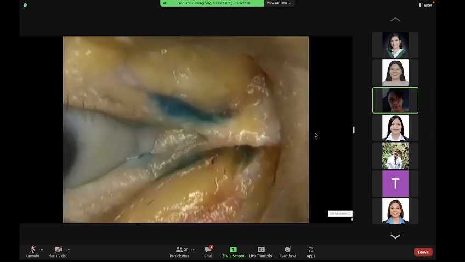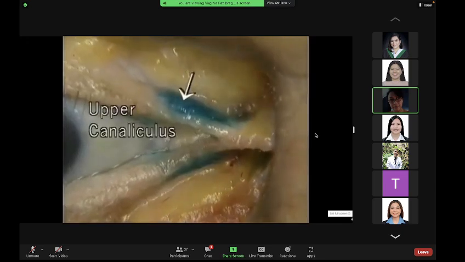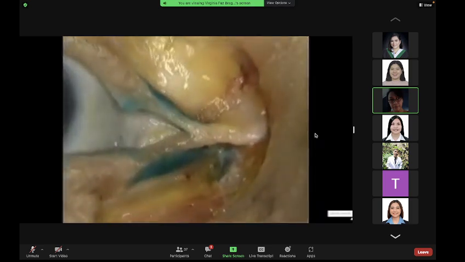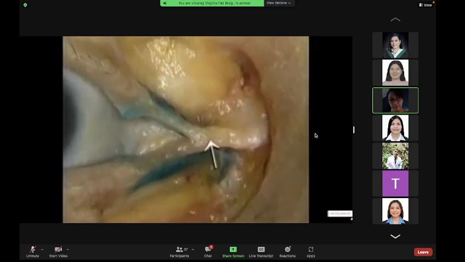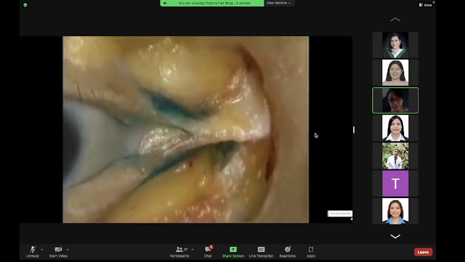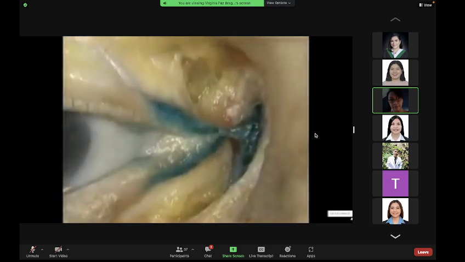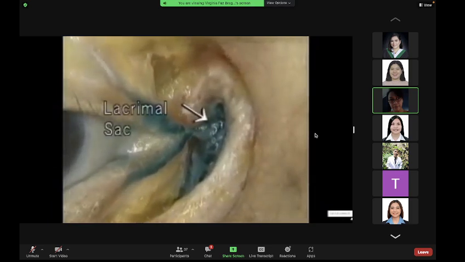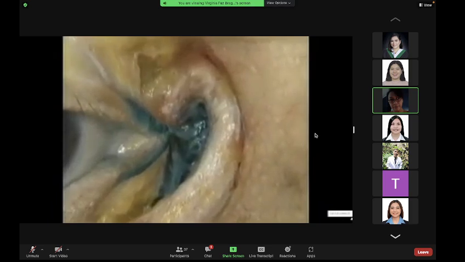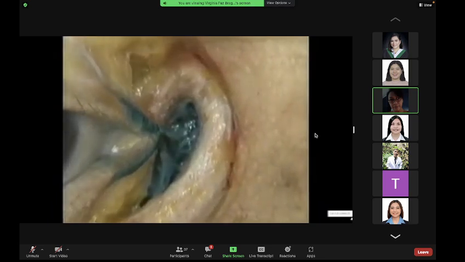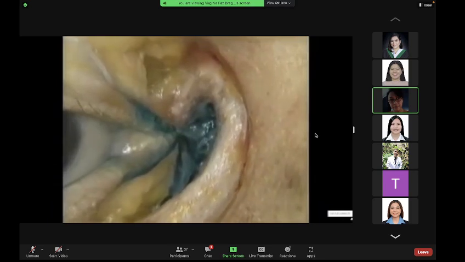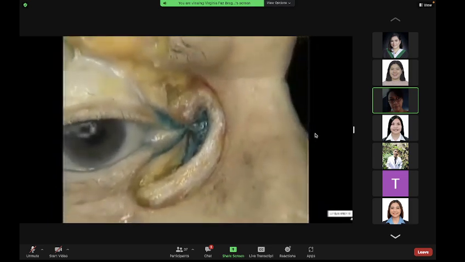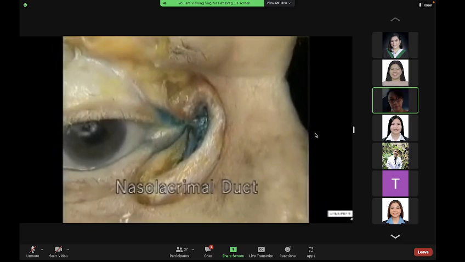Leading from them are the canaliculi. Here's the upper canaliculus. Here's the lower one. The two canaliculi converge behind the medial palpebral ligament, which we'll remove. The canaliculi join together and enter this reservoir, the lacrimal sac. The lacrimal sac is surrounded by the fibers of origin of the orbicularis muscle. When we blink, the pressure from these muscle fibers squeezes tears from the lacrimal sac down into the nasolacrimal duct.